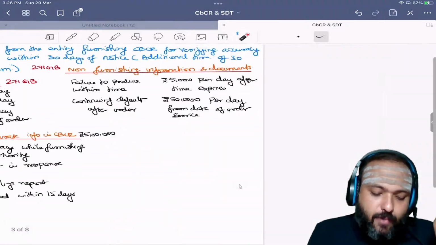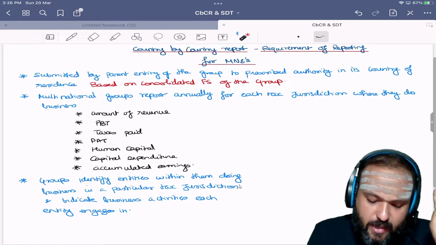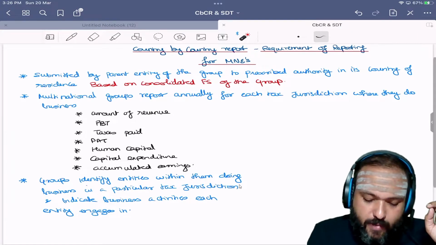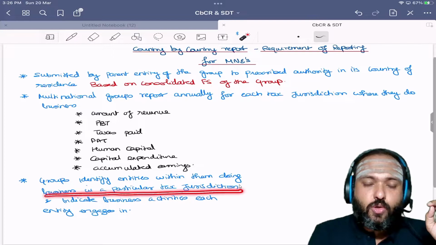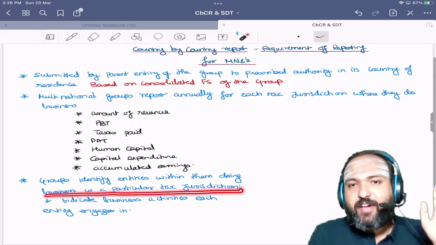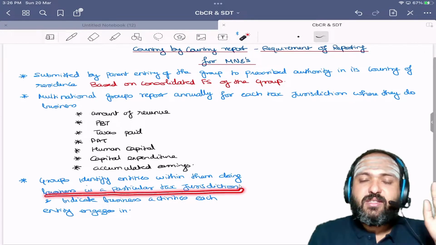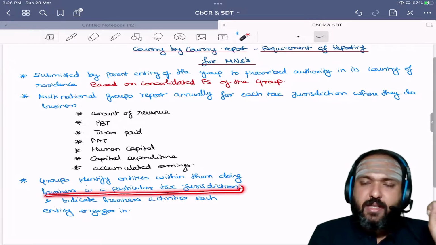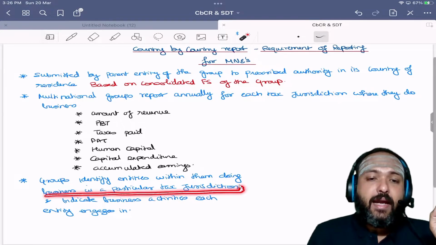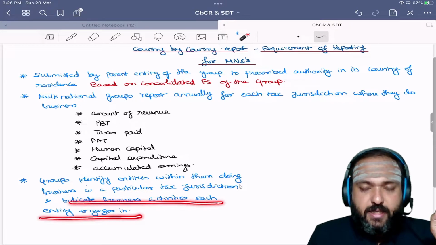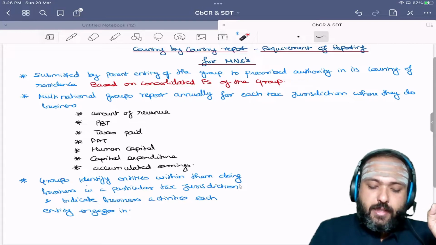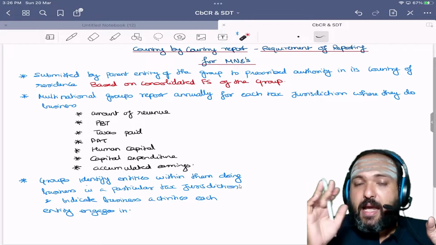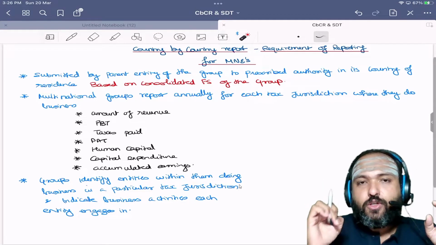And what else will they report about the constituent entity? They will go ahead and identify the entities within the group doing business in a particular tax jurisdiction. So Logitech will tell we have 5 subsidiaries who are doing businesses in various countries. So they will tell Korea, Japan, US, etc. And they will indicate the business activities each entity is engaged in. So what all will they do? They will report this. They will tell we have so many entities located in other countries, and these entities are engaged in the following business.